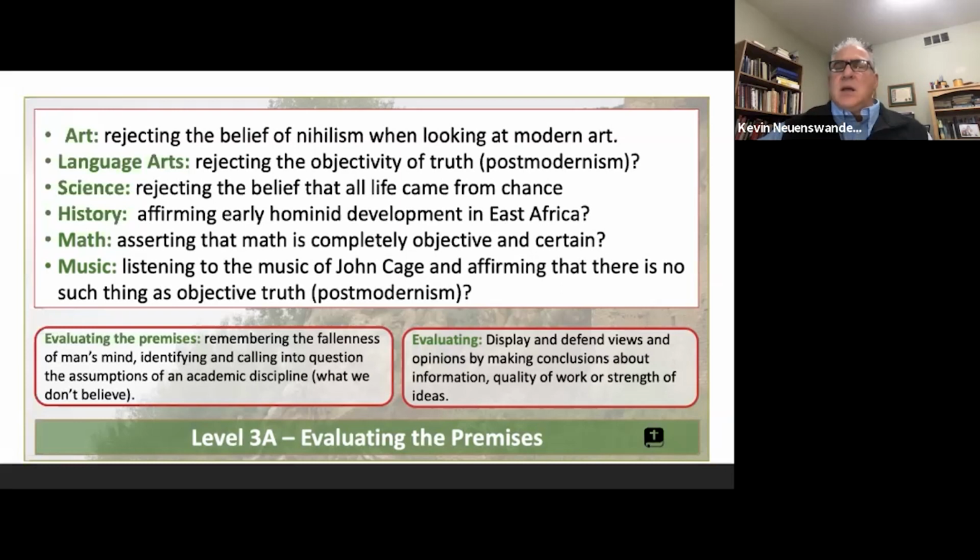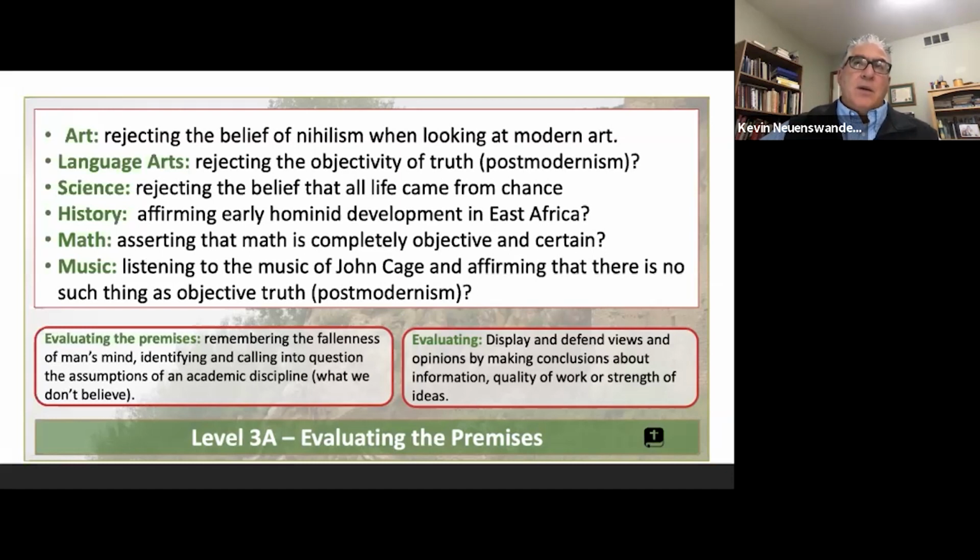Music: listening to the music of John Cage and affirming that there is no such thing as objective truth. Now, John Cage is a contemporary composer. He was. I don't think he's composing anymore. People hated his music because it was completely random. And he lived it, it talks about nihilism. However, it's funny because he's one of the world's greatest experts on mushrooms.